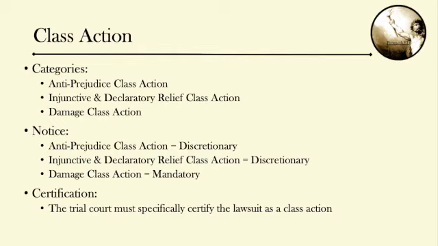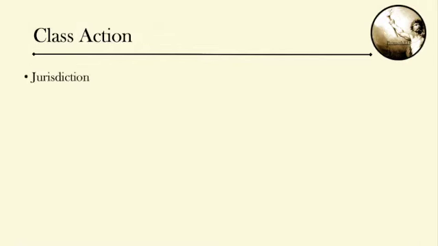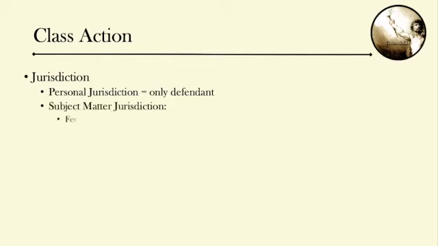Now let's move on to jurisdiction. Typically, jurisdiction had to be asserted in the following way. For personal jurisdiction, you need only the defendant. For subject matter jurisdiction, there might be federal question, and generally federal question for class action is present in cases of antitrust, securities, civil rights, copyright, or patent law.